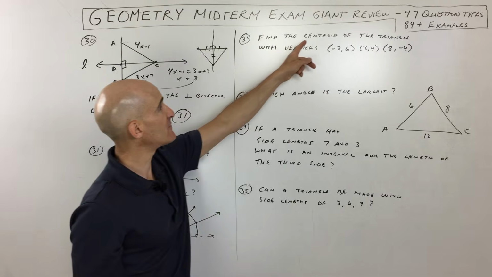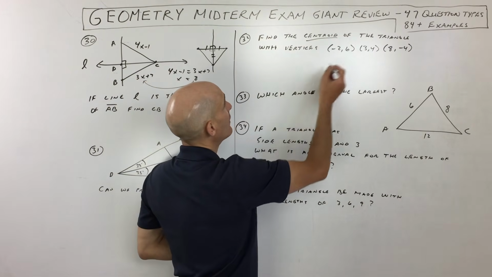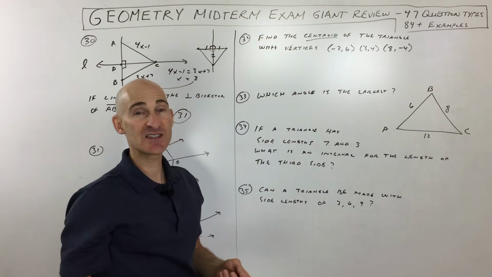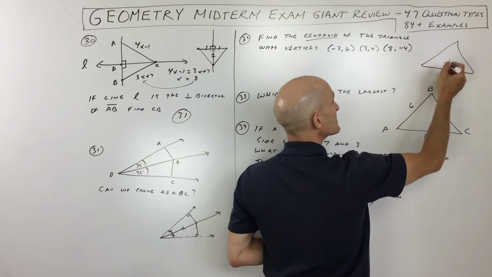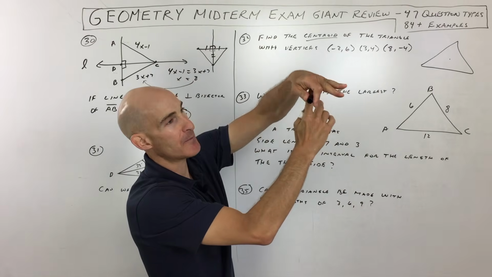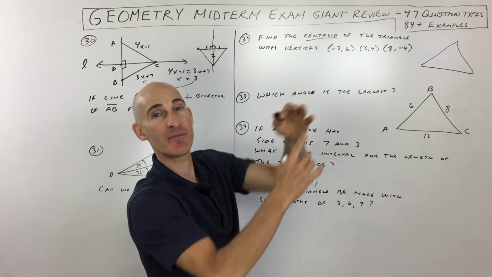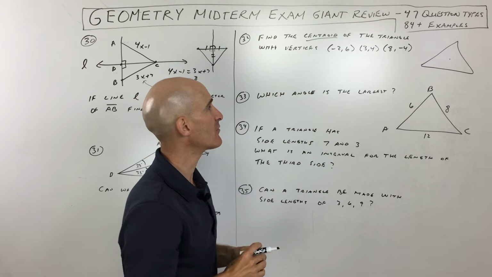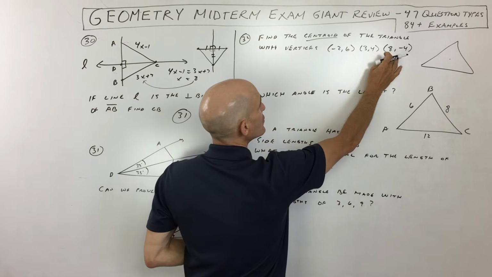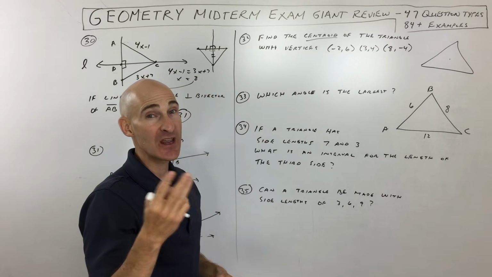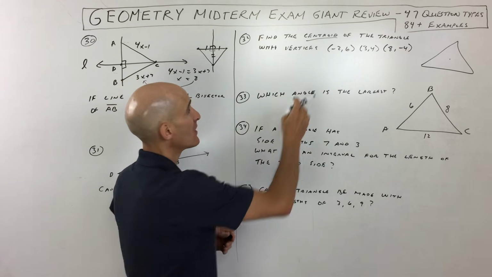Number 32, it says find the centroid of the triangle with the vertices given. Now, what's a centroid? Well, it's basically like the center of mass. It's the point where if you were to cut that triangle out and balance it at that point, it would be perfectly balanced. It's like the center of gravity. And basically all it is is an average. You add the x coordinates together and you divide by 3. Not 2 like the midpoint, it's 3 since you have 3 points.